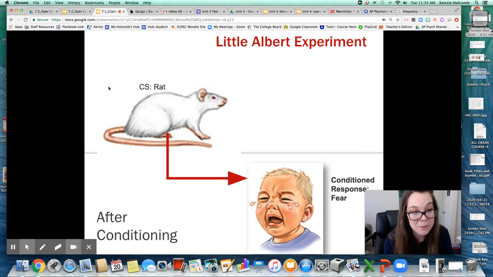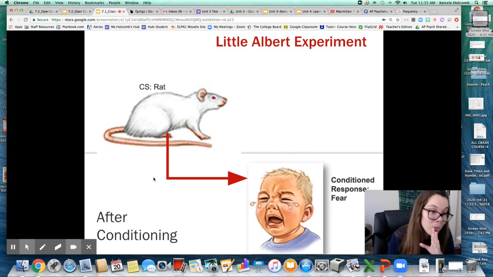He was fearful. And so that led me to my activity question of, do you think that this is child abuse? Anyway, this is how it works in real life. And that's why Watson was so prominent in the psychology field, because he did his Little Albert experiment, which probably can't be done today for many reasons. So anyway, it's so cool to see what we can do with conditioning.